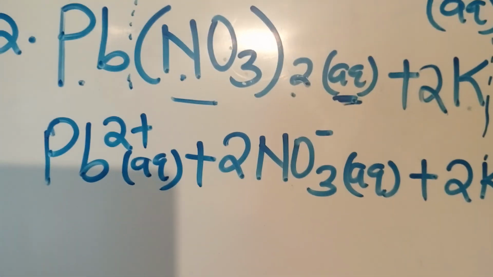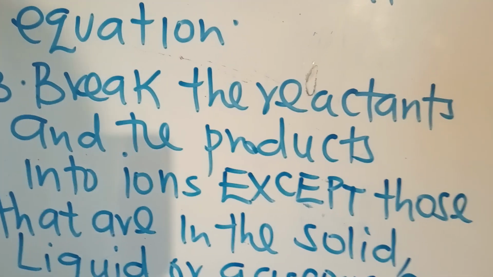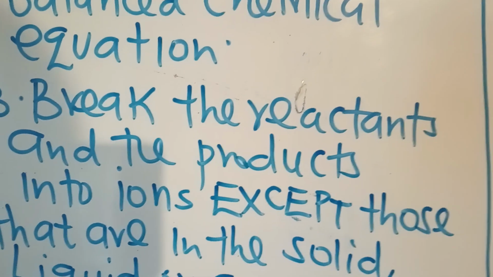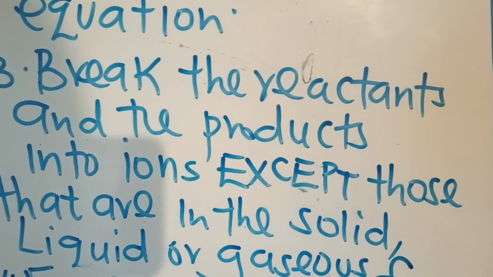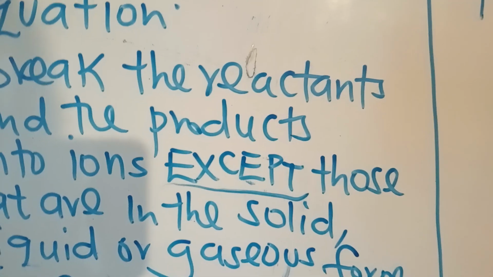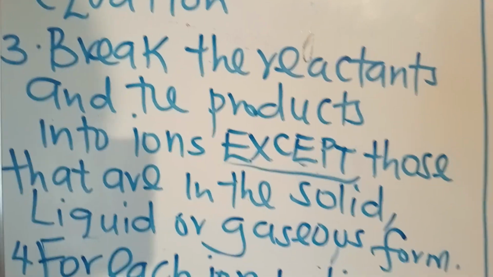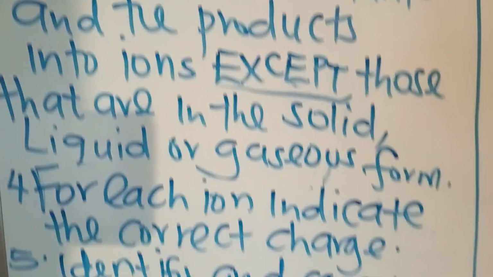So I hope it is legible enough. From there, we go back kidogo in step number 3, where we are breaking the reactants and the products into ions. I have indicated here, which is a very important point, except those that are in the solid or in the liquid or in the gaseous form.